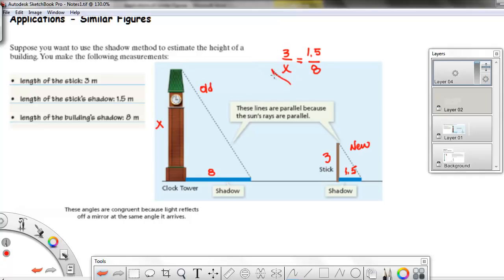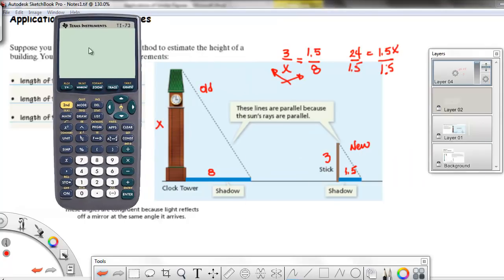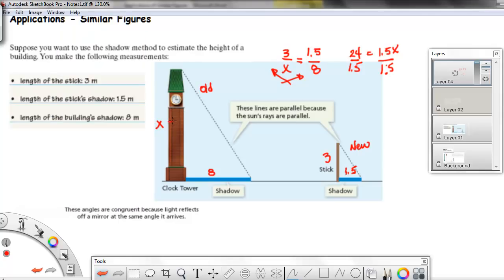We'll go ahead and do our cross product. 8 times 3 is 24. X times 1.5 is 1.5x. Now we just simply have to divide by the 1.5. And we can get out my calculator. Let's go ahead and finish this. 24 divided by 1.5, and I get 16. So the height of this clock here is 16.